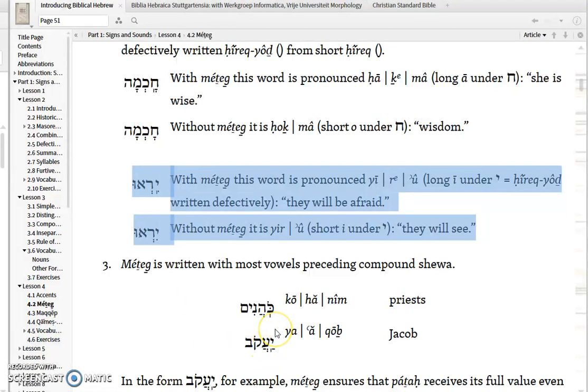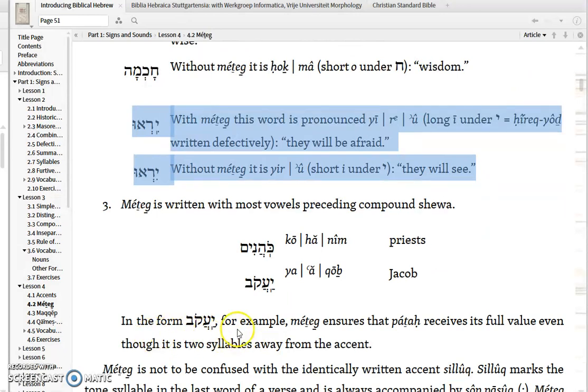And the metheg will also come under consonants with vowels preceding compound shavahs. So here you have the word for priest, which is kohanim, and there you get a metheg thrown in there. And that metheg simply assures that the patah receives its full value, even though it's 2 syllables away from the accent.